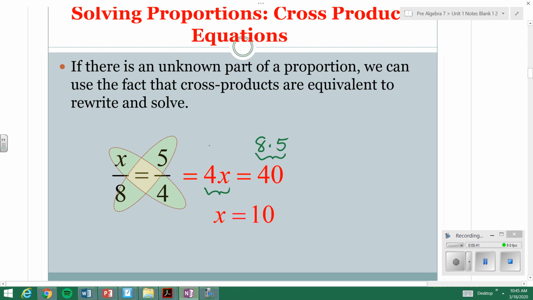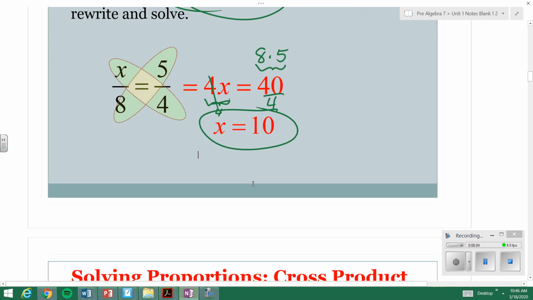So 4 times x is 4x. The other cross product is 8 times 5. I can know, based on this being a proportion, that those two quantities, those two cross products, are going to be equivalent. All right, and now I have a one-step equation to solve, and I will solve with simply an inverse operation of multiplication, which is, of course, division, and find that x is 10, like you always knew it was.